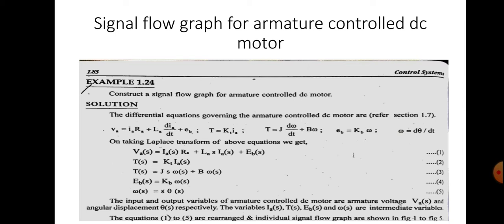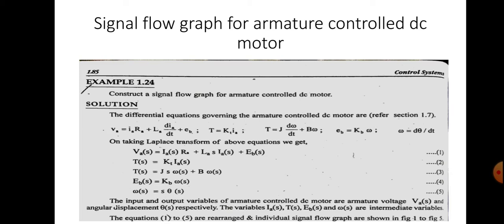So, what we have to do is that first of all, we have to derive the differential equation of an armature controlled DC motor. Then we have to convert those differential equations to Laplace transform domain, that is to S domain. And we have to identify input and output variables, and we have to represent each of the equations separately by drawing the signal flow graph, and then at final stage we have to combine all these signal flow graphs in order to get the overall signal flow graph for armature controlled DC motor.